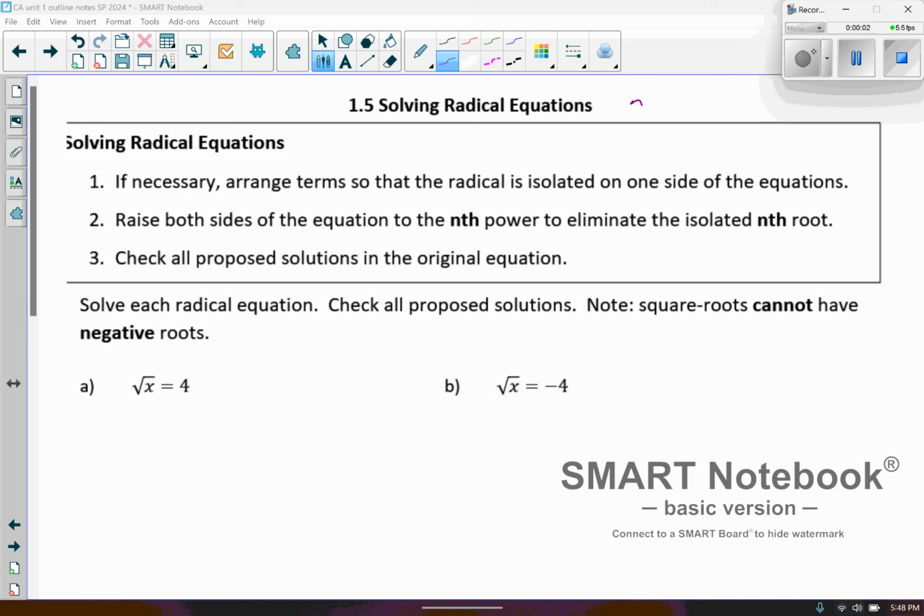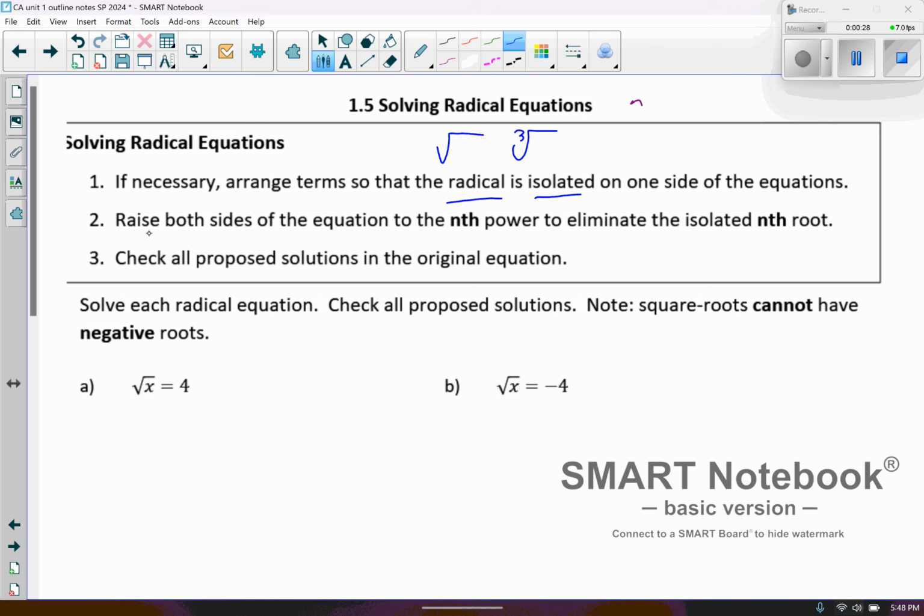Okay, now we're going to solve radical equations. And so radical equations basically include a radical. Those are the square root, or we could be talking about a cube root, and so on. To solve these radical equations, if necessary, we need to arrange the terms so that the radical is isolated to one side of the equation.